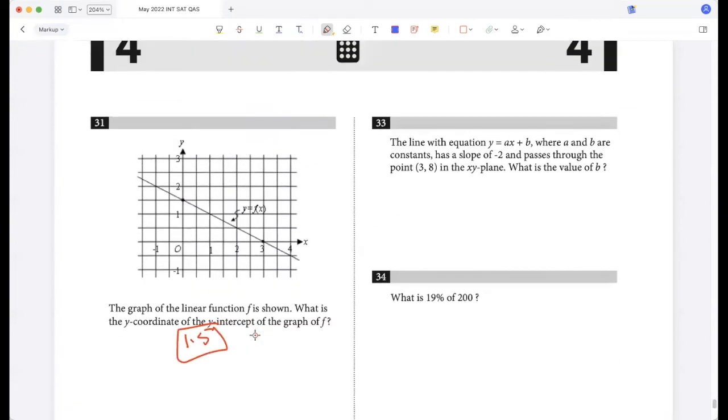The line with equation this, where a and b are constants, has a slope of -2 and passes through this point. What is the value of b? Okay, so if it has a slope of -2, then y can be written as -2x plus b. And now it passes through (3, 8). So 8 is -6 plus b. So b is 14.